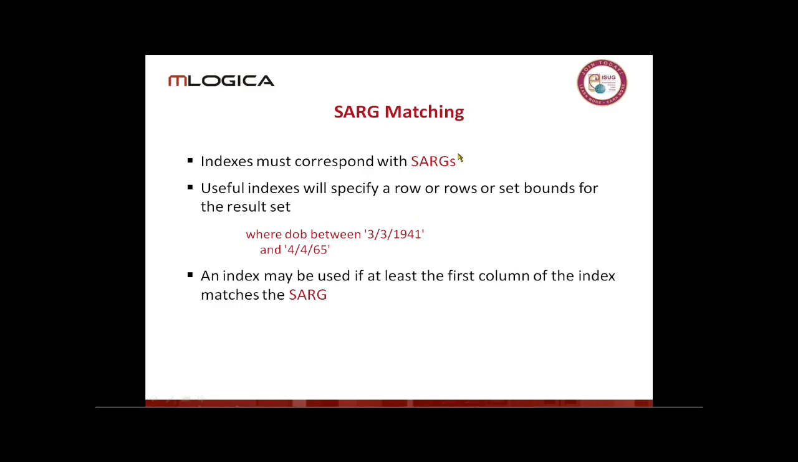Indexes need to match search arguments. A search argument is generally of the format column operator constant, or something that can be shifted to column operator constant. Why is this relevant? Well, here we have something where we say date of birth between 3/3/1941 and 4/4/65. Well, we can change this syntactically to say date of birth greater than or equal to 3/3/1941 and date of birth less than or equal to 4/4/1965. That will get us that kind of an answer and will allow us to set a boundary.